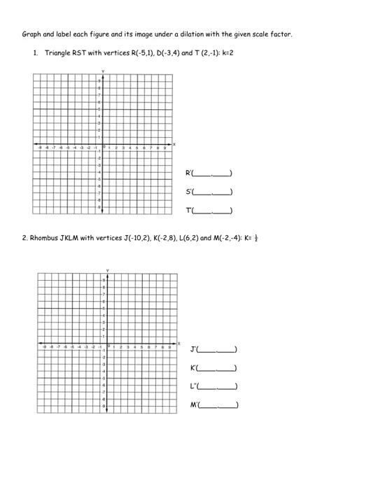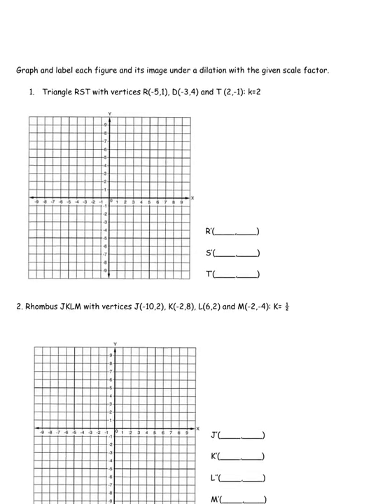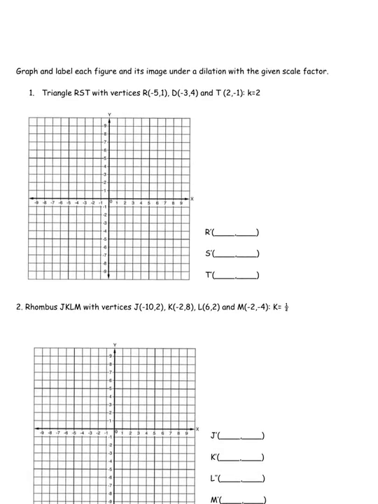Okay, you need to be able to graph these as well. They're not very hard to graph. So, graph and label each figure under the given dilation. So this is a triangle, (-5, 1), (-3, 4), and (2, -1), and K is 2. So let's graph it: (-5, 1), (-3, 4), and (2, -1). Okay, so there's my image. I should have done it in a different color, but I'll do the next one.